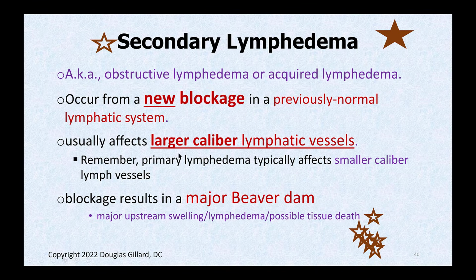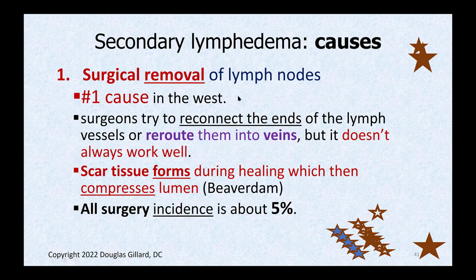And it usually affects big lymph vessels, like the axillary, the vessels that go through the axilla. Remember, primary lymphedema usually affected the smaller lymph vessels. Secondary lymphedema affects the bigger lymph vessels. All right, so this is a major beaver dam problem. What are the causes? What can go wrong?